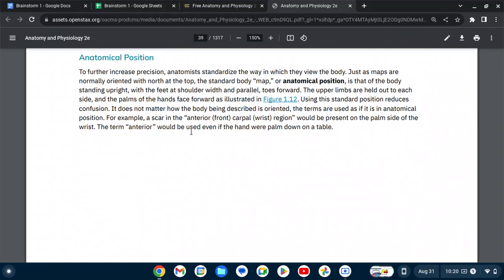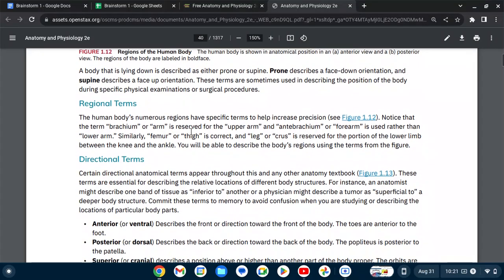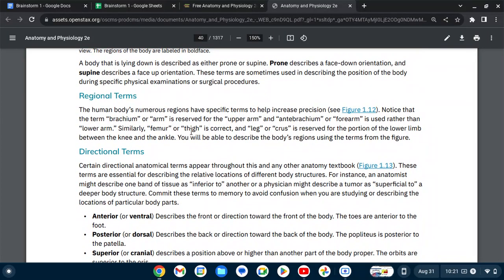It does not matter how the body being described is oriented. The terms are used as if it is in anatomical position. For example, a scar in the anterior carpal region would be present on the palm side of the wrist. The term anterior would be used even if the hands were palms down on the table. A body that is lying down is described as either prone or supine. Prone describes a face-down orientation, and supine describes a face-up orientation.